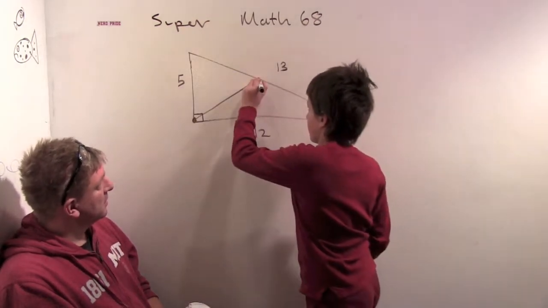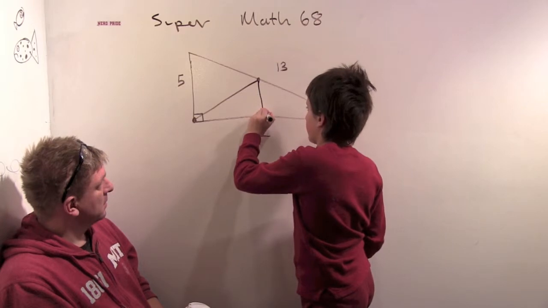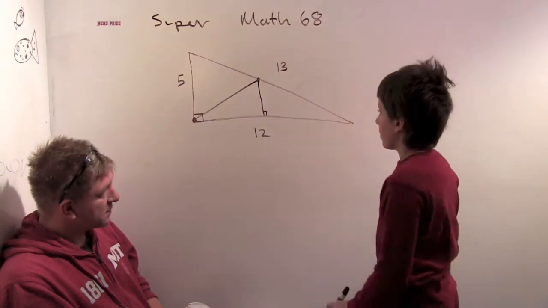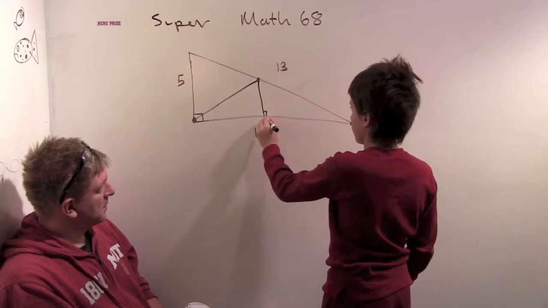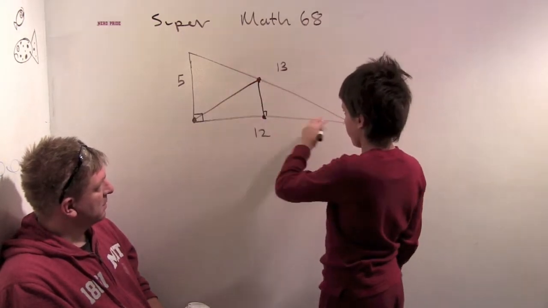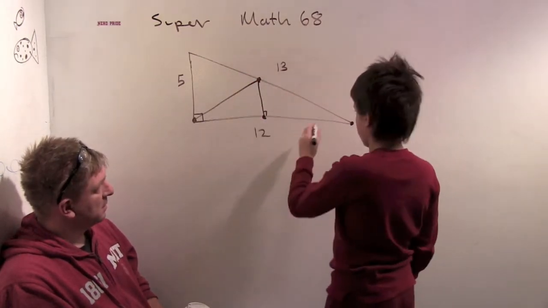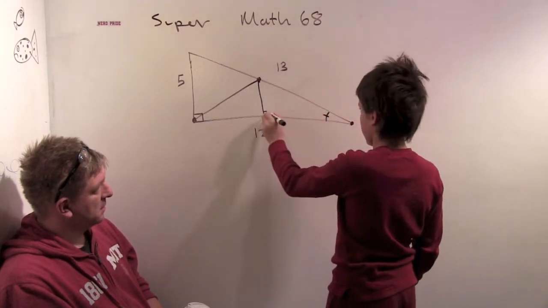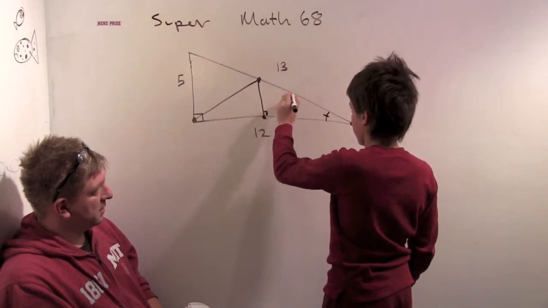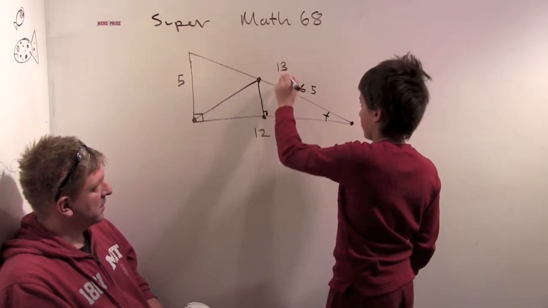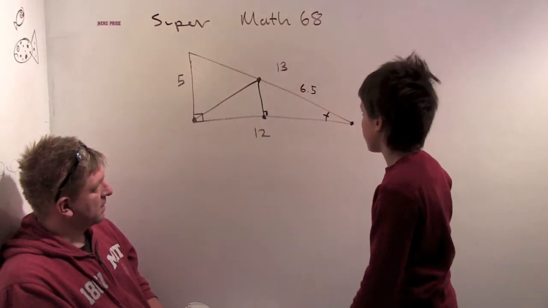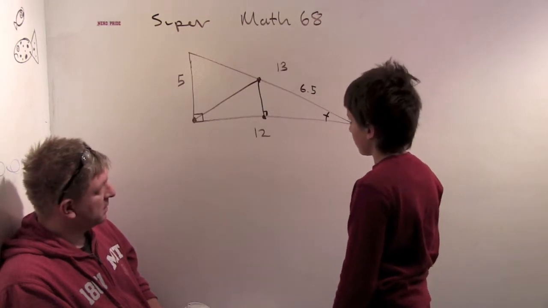So I'm going to drop a perpendicular down from this point. And I create this triangle that's similar to the 5, 12, 13 triangle, because they share this angle and they have this angle in common. And this is 6.5, since that's a median. Very good.